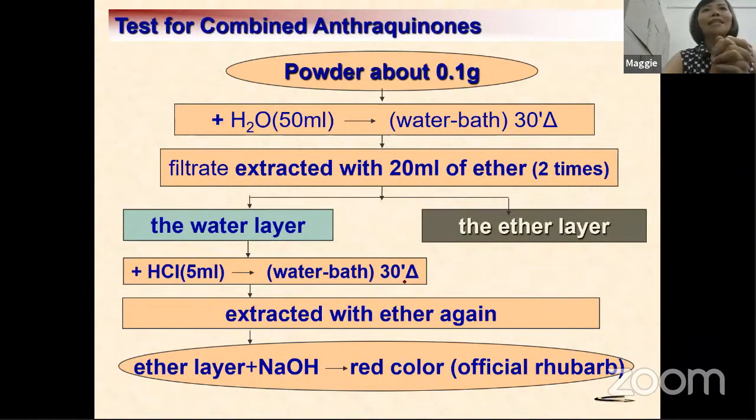So let's test for combined anthraquinones. This is another test, a biological test. Here we don't talk about it in detail. The result: red color. If it shows red color, it's official rhubarb.